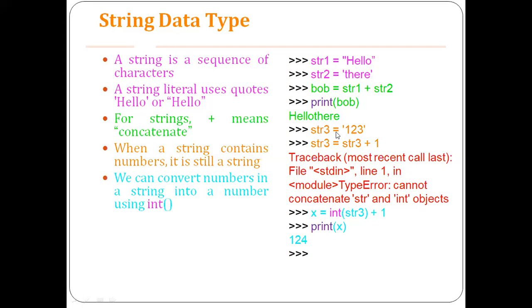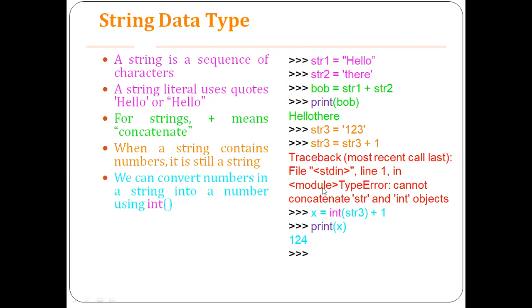Let us look at one more example here. String 3 is equal to 1, 2, 3, where 1, 2, 3 is no longer a number. Instead it is a string containing three characters, 1, 2, 3. Now what I am doing is trying to add a number, or increment the value of 1, 2, 3, which is actually wrong here. String 2 is equal to string 3 plus 1, which is wrong. That's why you'll get an error message, because string 3 is not a number, instead it is a string.